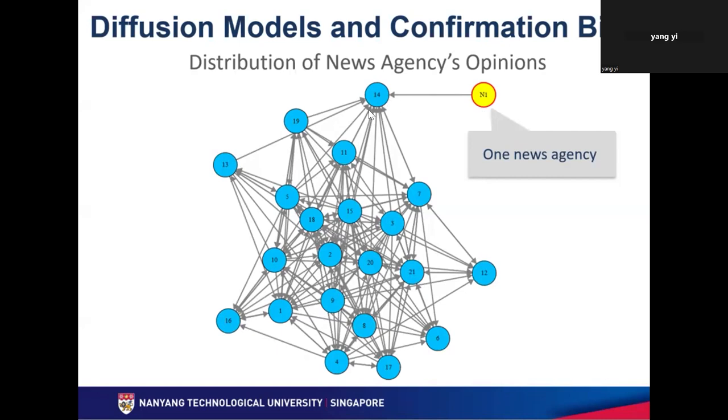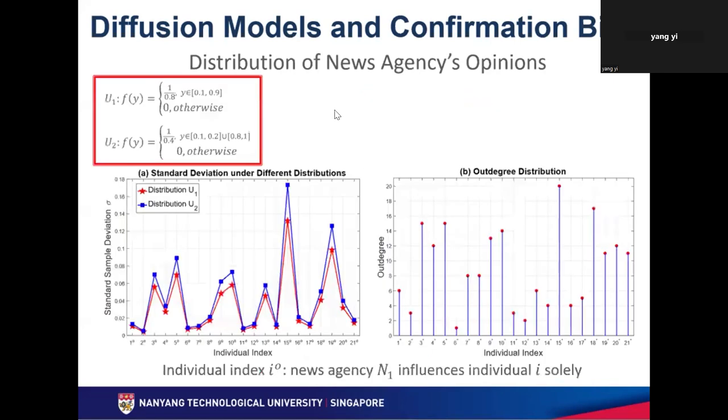And to see, in the current network structure, because different nodes have different degrees and different interactions with other nodes, depending on the network structure, influencing different users will have a different impact on the opinion dynamics. So the selection of the user is also important for the opinion dynamics. So here is the individual index, I, and the news agency influences individual I solely. And they test two distributions of news agencies' opinions. U1 is unimodal and U2 is bimodal. So it means it will take random opinions, but these opinions are on the most extreme side. So they all follow normal distributions.